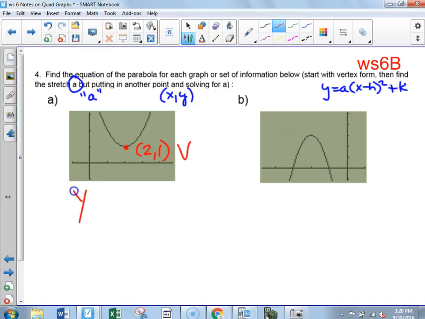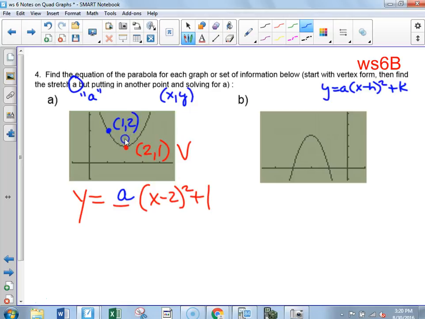So I know already that I have this. I'm almost done already. Does that seem okay? Anybody lost? All right. This is the a value that I have to try to figure out. To try to figure that out, I'm supposed to put in an x and a y from somewhere else on this graph. I'm going to go with this point right here is 1, 2.